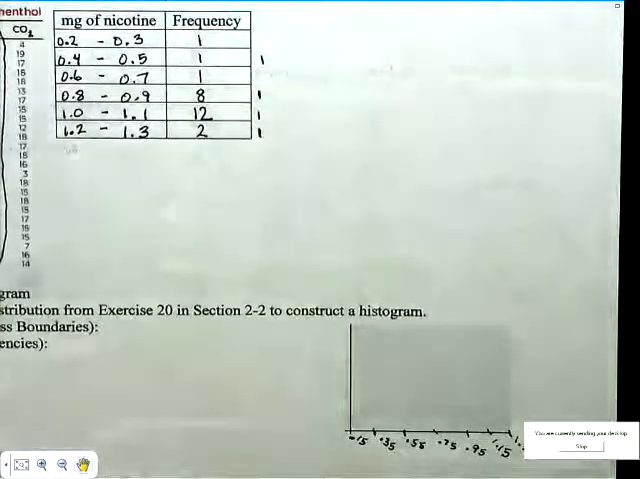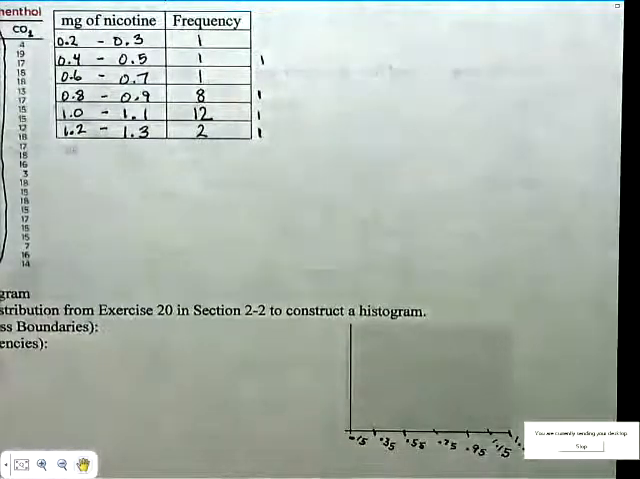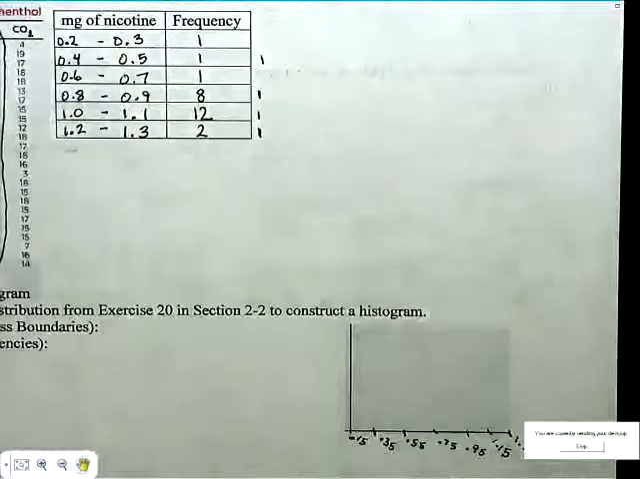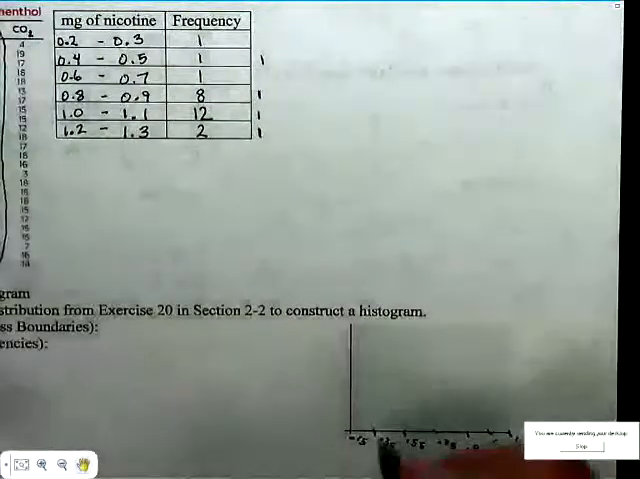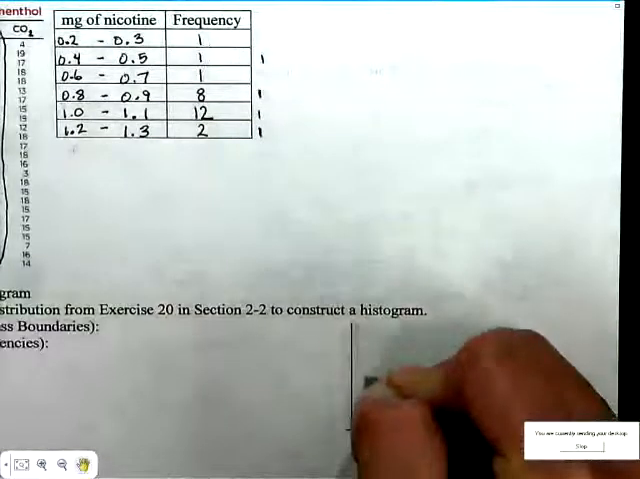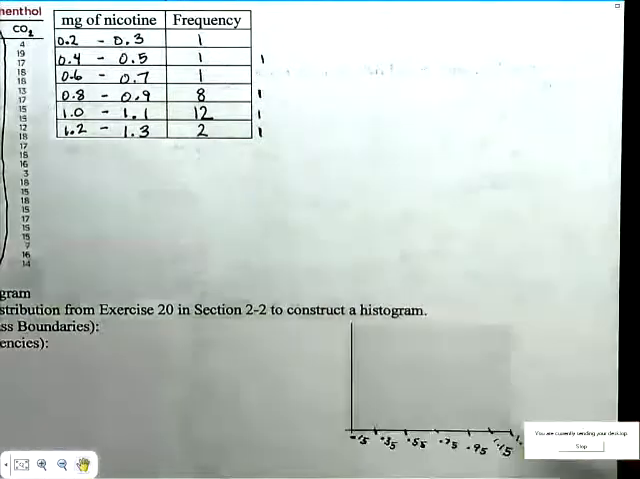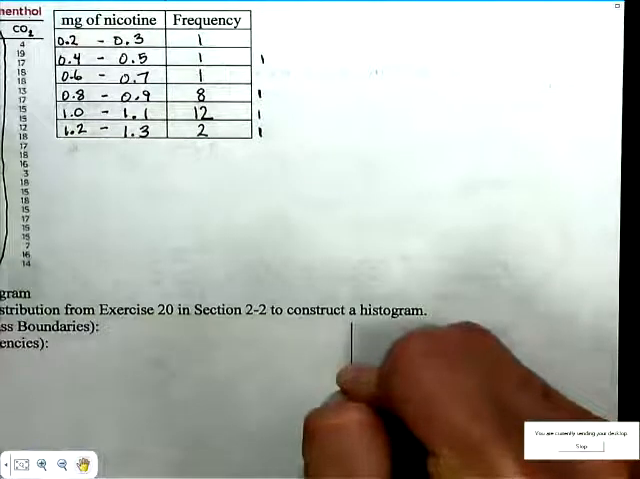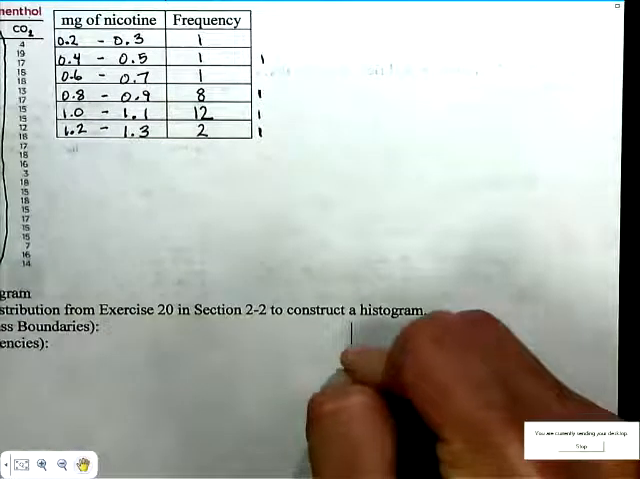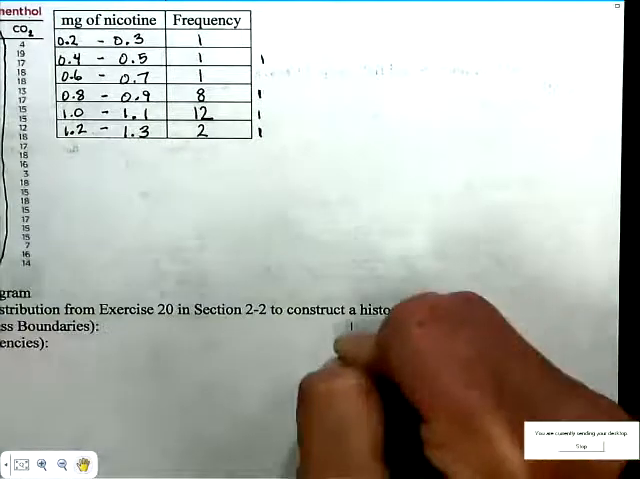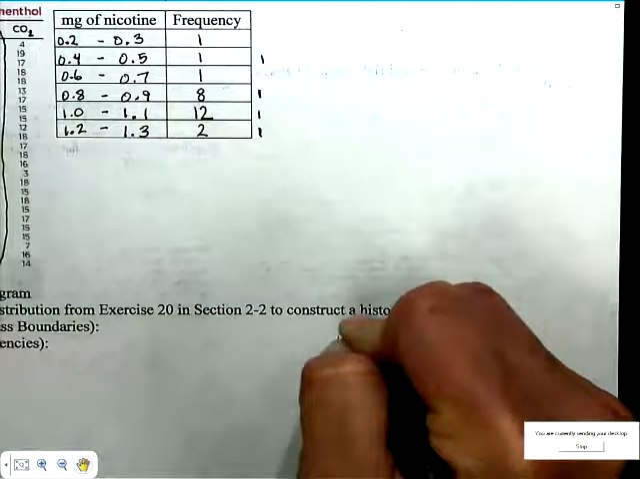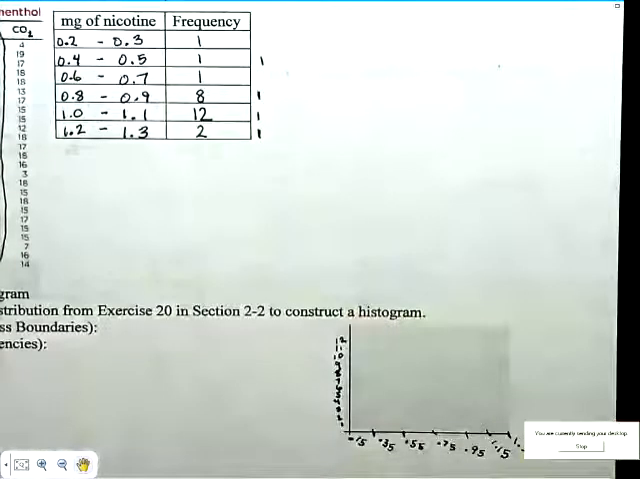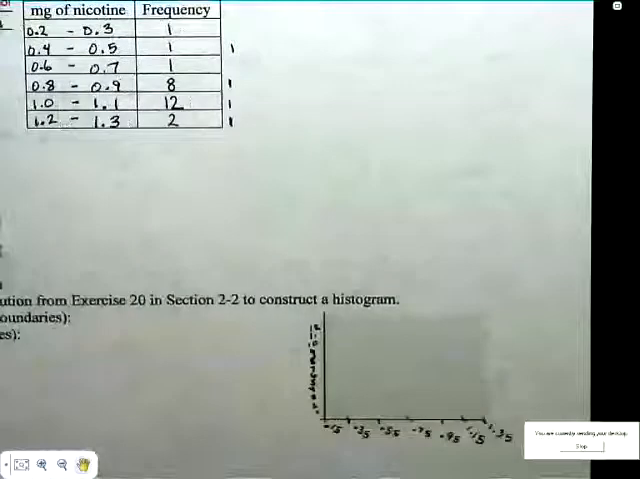The greatest frequency that we had in any class was 12. So that's what needs to go up the vertical axis. Now, did I actually leave you 12 little lines here? I think I did. 1, 2, 3, 4, 5, 6, 7, 8, 9, 10, 11, 12. Yep, you can count by ones. Or you can just label every other line and count by twos if you don't want to try to squeeze all those numbers in.